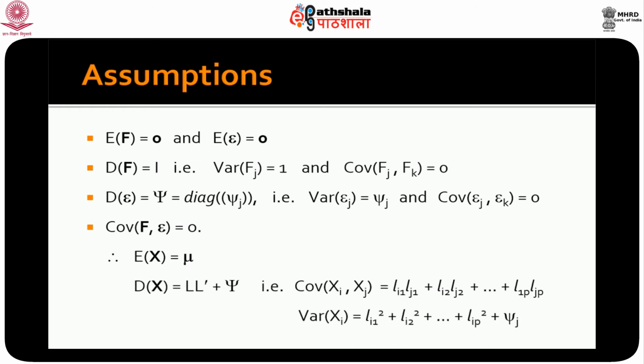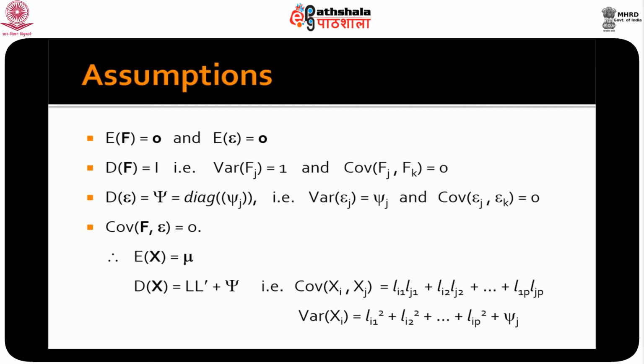Now, at this stage it should be interesting to look at the model and compare it with the regression model in general. In a regression model, we write the dependent variable y as x times beta, where x is the independent variables, plus an error. If you take mu equal to 0 here, this model looks similar, with the dependent variable y replaced by x here and the independent variable x replaced by f here, with L as the coefficient matrix or the betas.